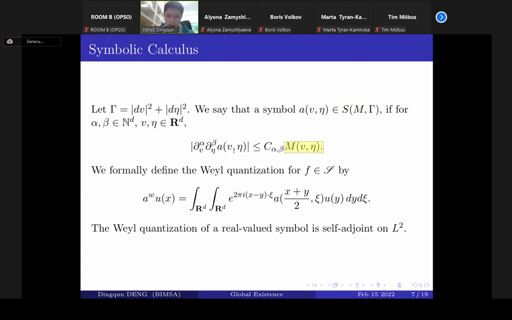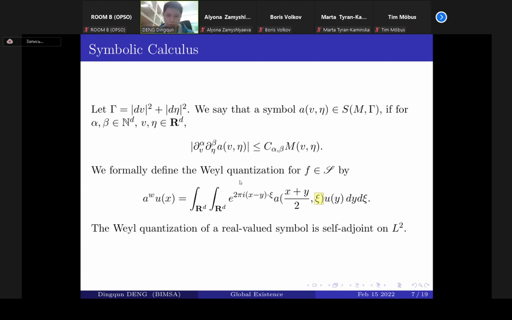The operator is defined by taking the Fourier transform in the variable x plus y over 2, and then taking the Fourier inverse transform on the variable psi. This is called the Weyl quantization. In some cases, we will call it the pseudo-differential operator. All right, so these are some tools.